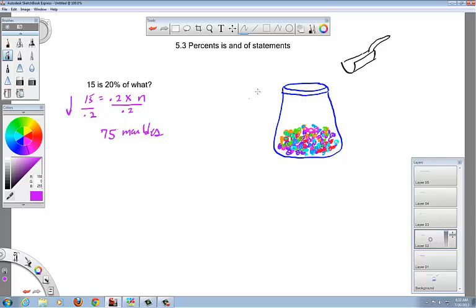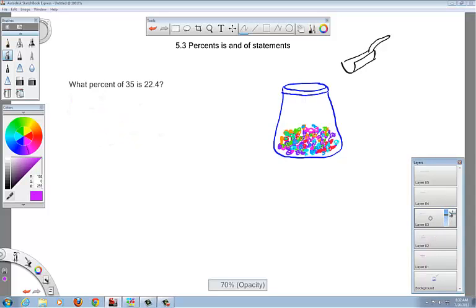So in other words, if you were to take out 15 marbles from a total number that you don't know, and that's 20% of the total, the total would be 75 marbles. Hope you're getting this. I think after 5 examples, you'll start to get this. And this one, this is the third type of problem. What percent of 35 is 22.4?